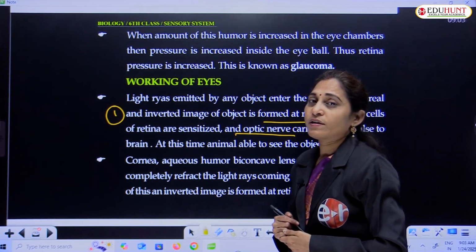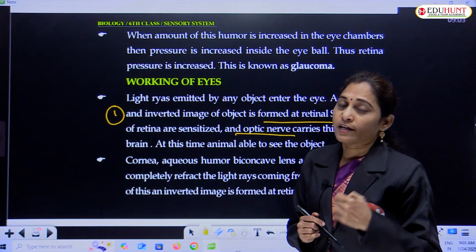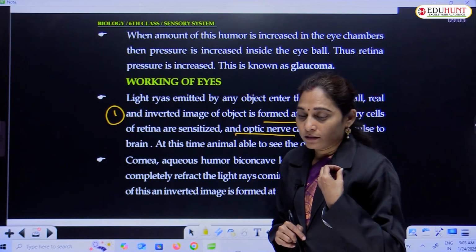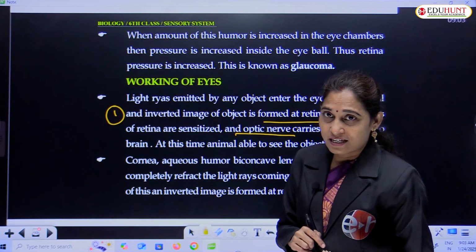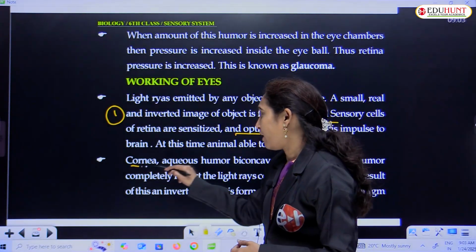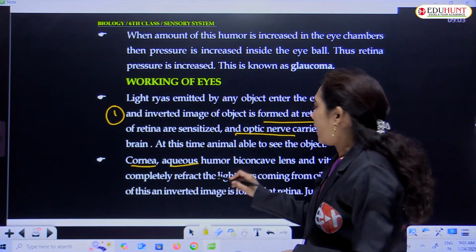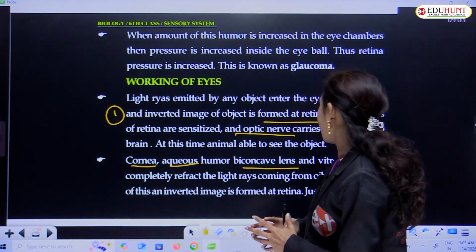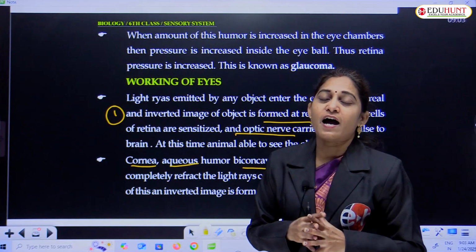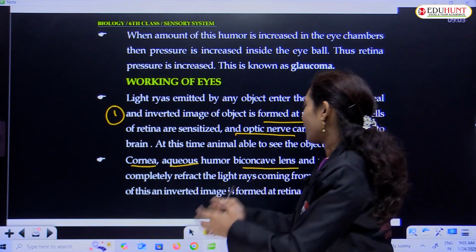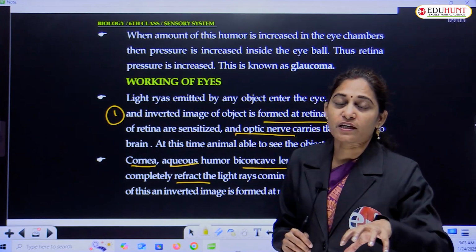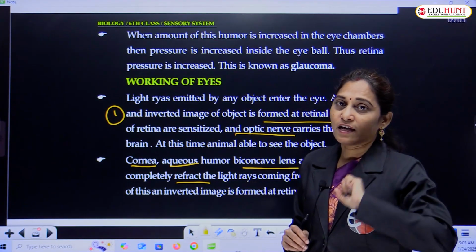Then what are the different parts of our eye? Cornea, we have iris, we have pupil, we have sensory cells, that is the retina, lens, all these things. Cornea, aqueous humor, and the lens, vitreous humor, all these parts of the eye refract the light rays coming from the object. They refract the light.